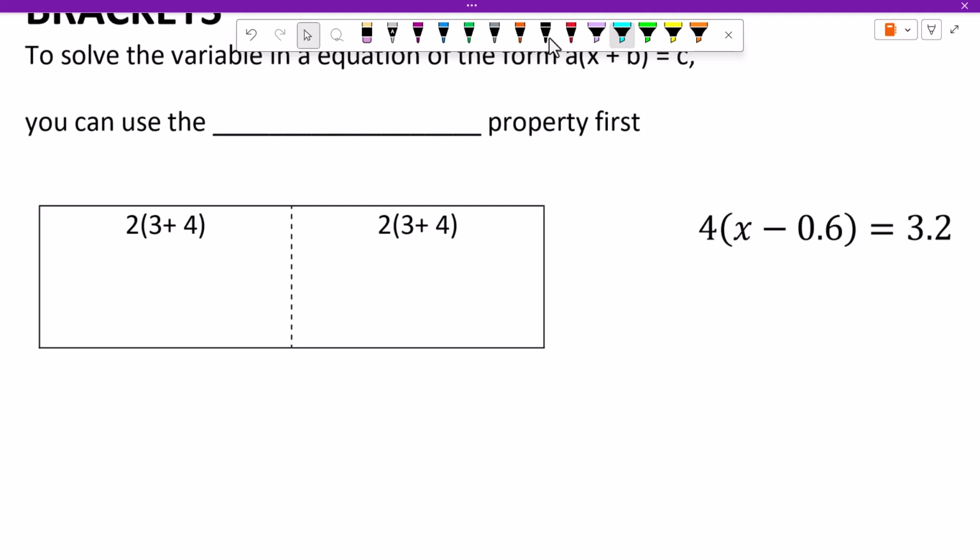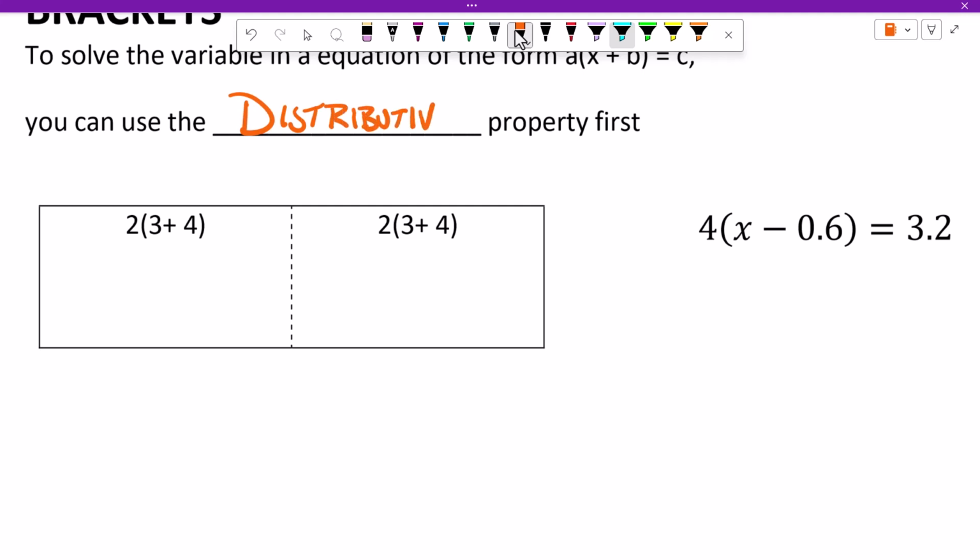Right? One's a letter, one's a number, you can't combine them, so we needed a different way to get around it. So we use something called the distributive property, right? So let's write it down. Distributive. We're gonna distribute.